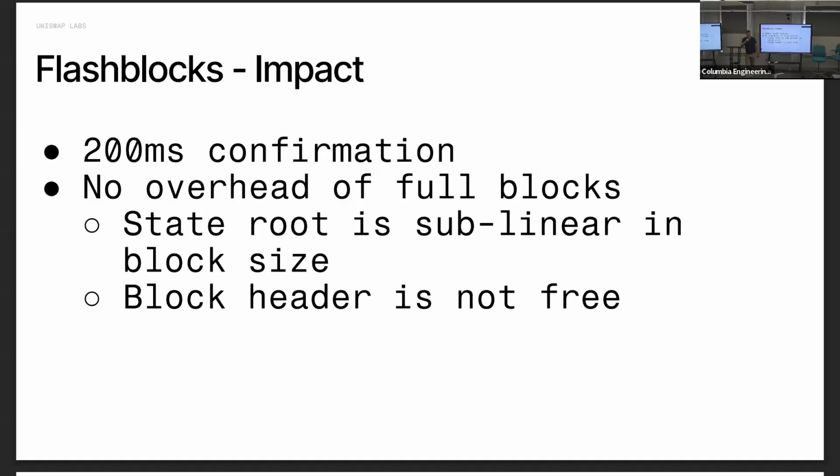Block headers also, they're cheap, but they're not free. And so if you think about 5xing or 10xing the amount of disk space you have to spend on block headers, not a huge number, but it's something that I think about in terms of the sustainability of a chain.